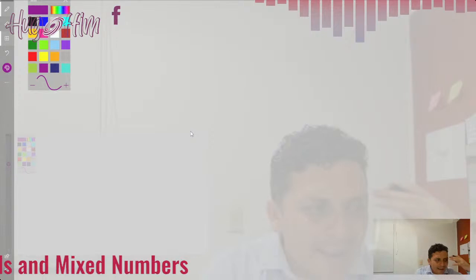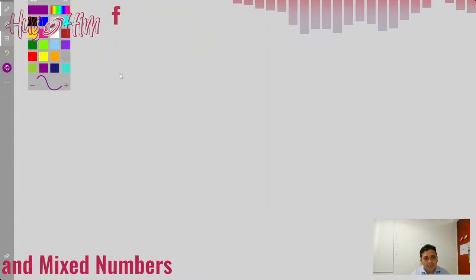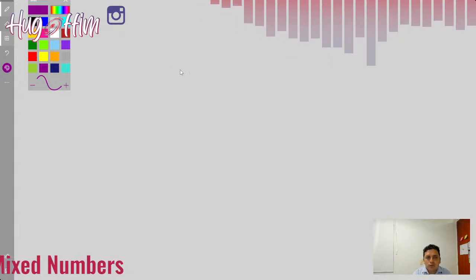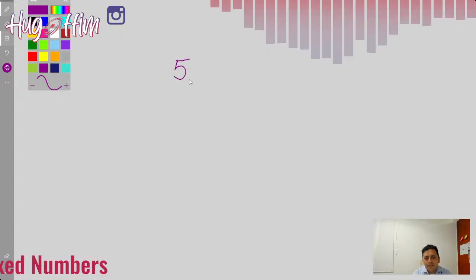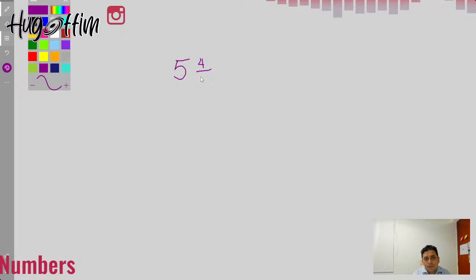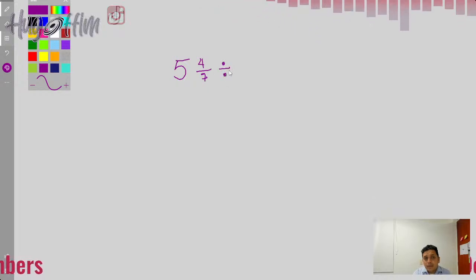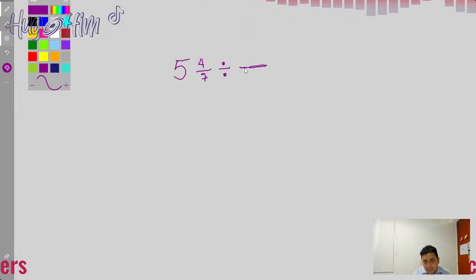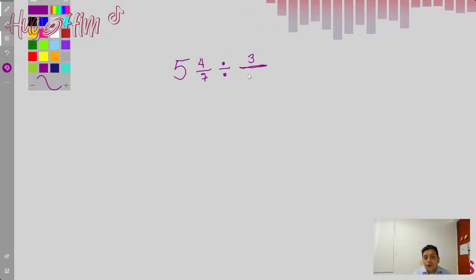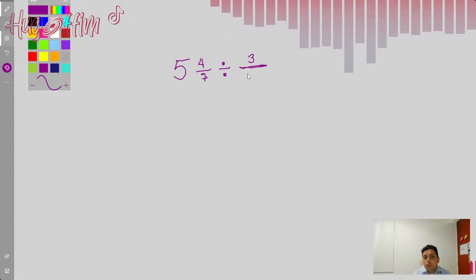So what you can have in your mind is what is the reciprocal. If you understand what is the reciprocal, you can divide any fraction. I'm going to put an example with mixed numbers. Let's say that I'm going to take the mixed number 5 and 4/7. Okay, I'm going to divide it by 3 over, let's put 28.